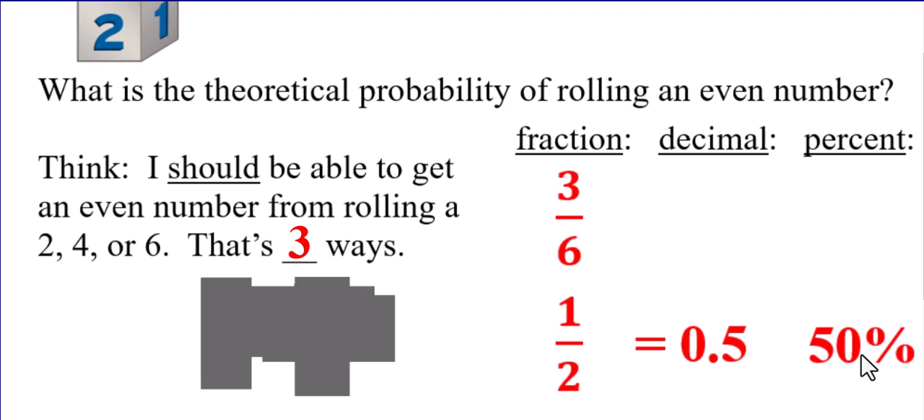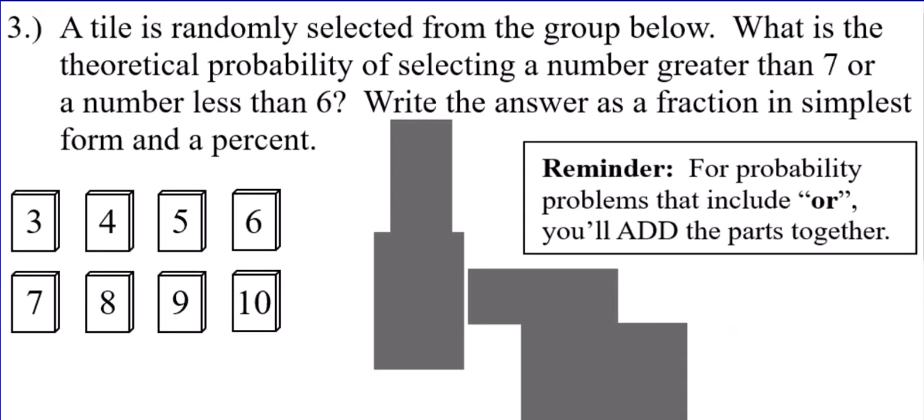All right, that was a really simple example, but I want to get us started with making sure we understand what this is all about. Problem number 3, let's do this one together. A tile is randomly selected from the group below. What is the theoretical probability of selecting a number greater than 7 or a number less than 6? You're going to write the answer as a fraction in simplest form and as a percent.